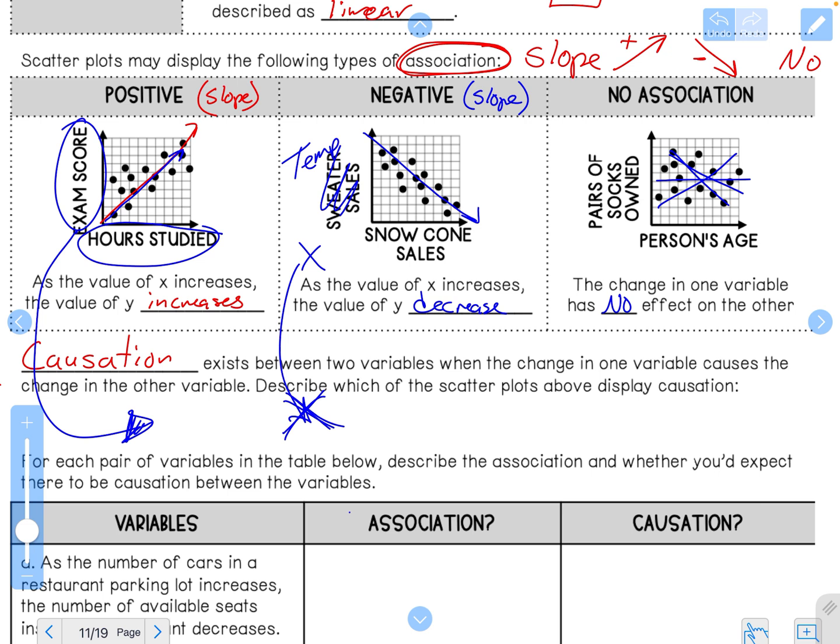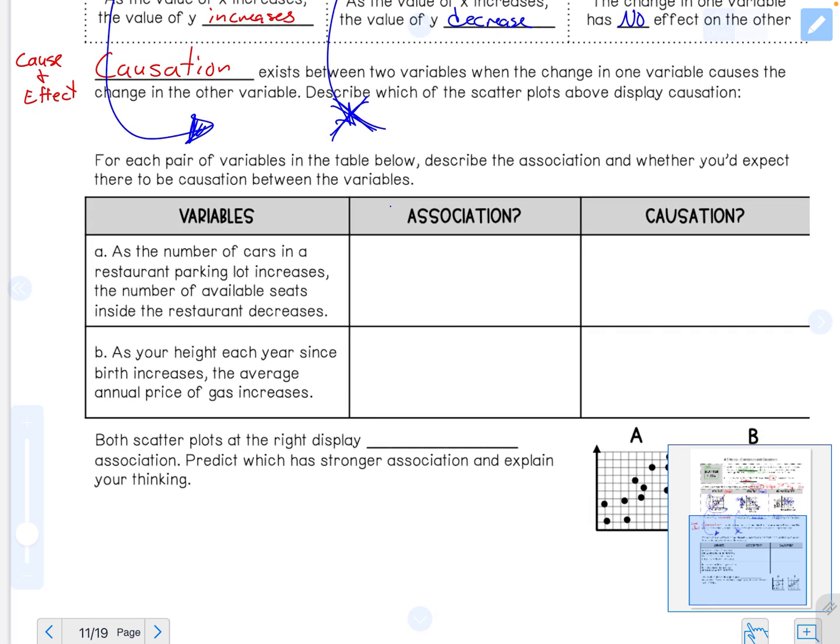Person's age and pairs of socks owned. Your age really has nothing to do with socks. Oftentimes the youngest people have the most socks, because baby socks are just the cutest in the world and people buy babies lots of socks. So again, that one doesn't work either.